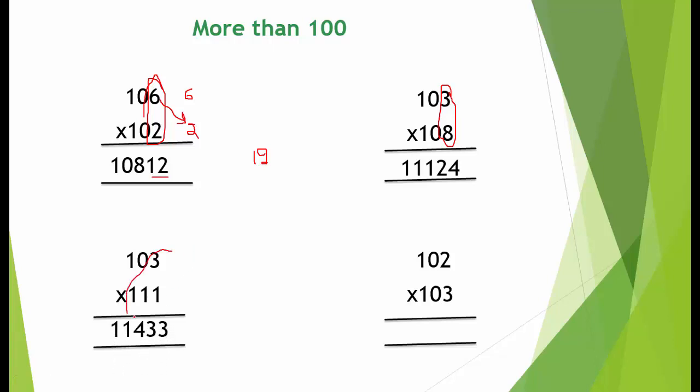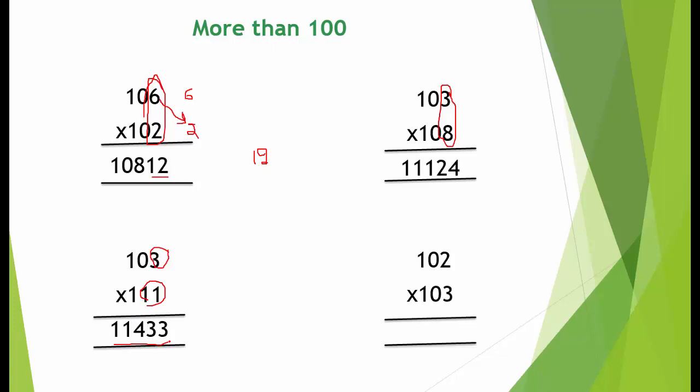3 into 11. This 11 and this 3. 3 into 11, 33, and on adding 103 and 11 we will get 114. So 11433 will be the answer.